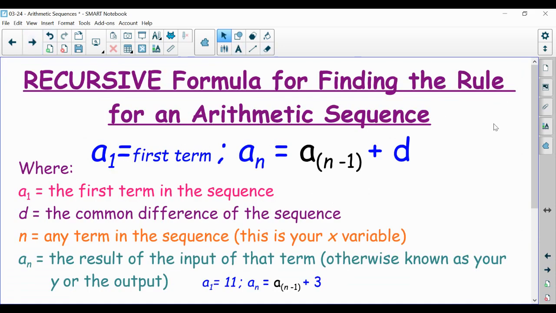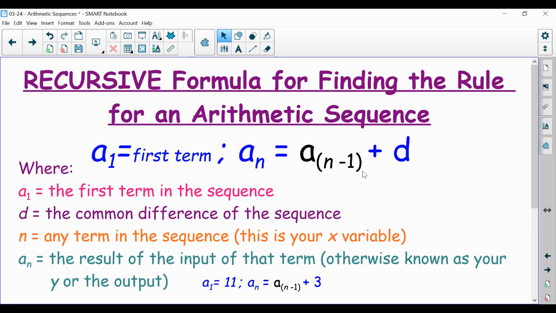We have two different forms that we're going to learn how to write a rule for an arithmetic sequence, and the first is called the recursive form. The recursive form doesn't have a whole lot of use other than to tell you what pattern your sequence follows. It's always going to give you two pieces of information: it's going to tell you your first term, which is important because you have to know where to start, and it's going to tell you what your common difference is.